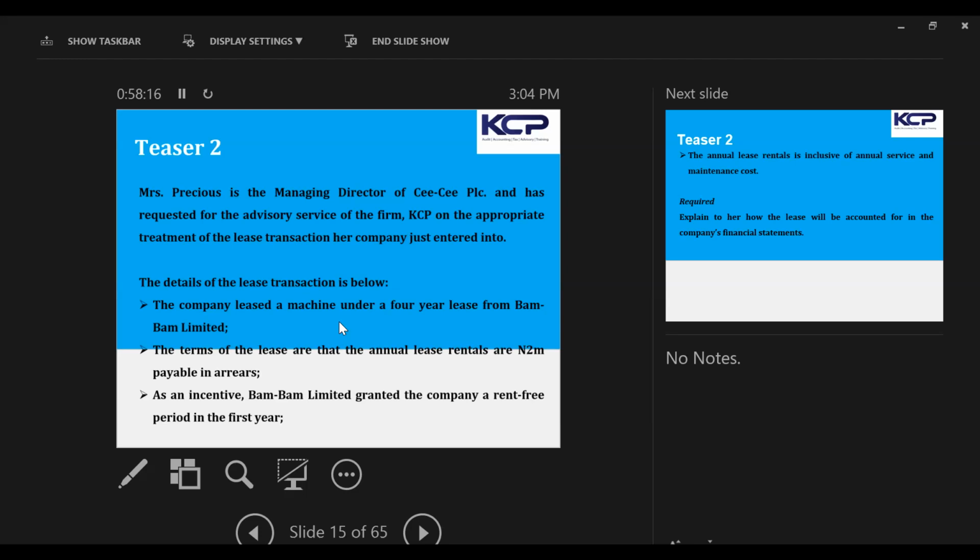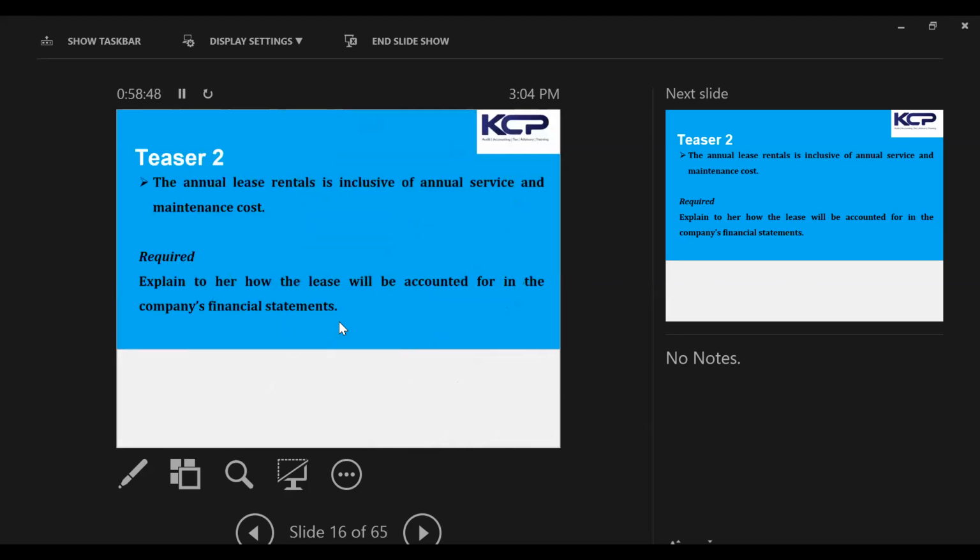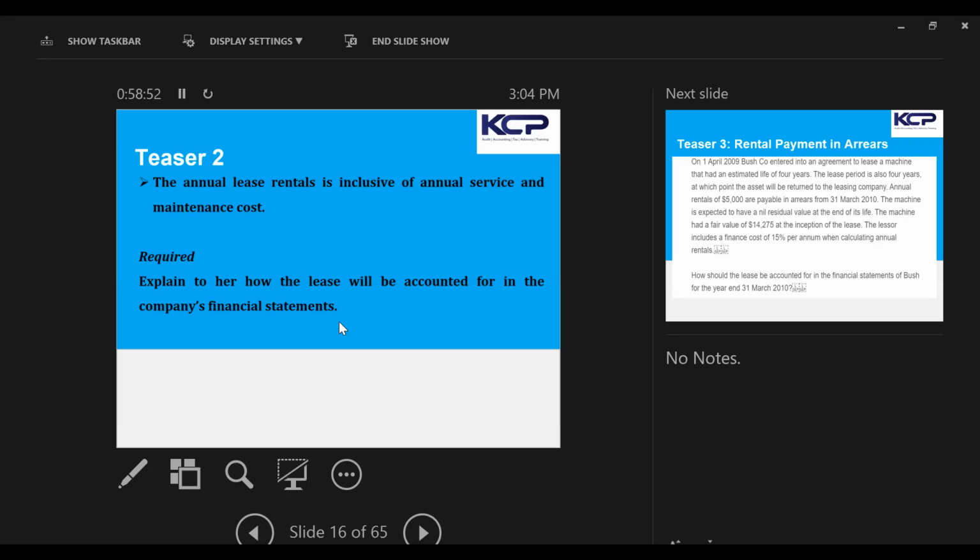So the details of the lease transaction are below. The company leased a machine under a 4-year lease from Bam Bam Limited. The terms of the lease are that the annual lease rental is 2 million, payable in arrears. As an incentive, Bam Bam Limited granted the company a rent-free period in the first year. The annual lease rental is inclusive of an annual service and maintenance cost. Required: explain to her how the lease will be accounted for in the company's financial statements. So can you advise?